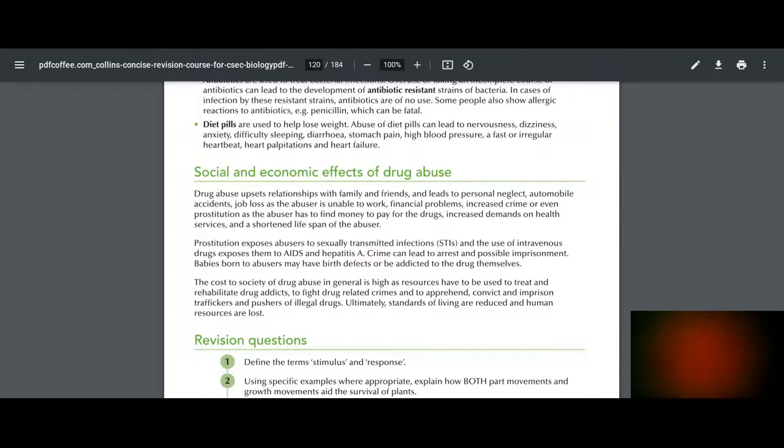Social effects of drug abuse would be that drug abusers are usually unemployed. Prostitution exposes abusers to STIs, as well as the resources needed to treat drug abuse. Drug abuse also leads people to be convicted and imprisoned, as people who do illegal drugs are convicted and put in prison. It allows them to lose family members, neglect their personal life, be in car accidents, increase crime, and go into prostitution.